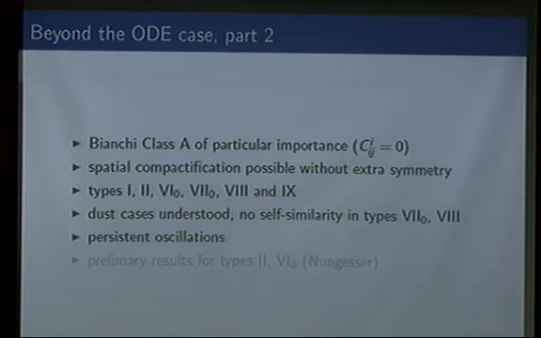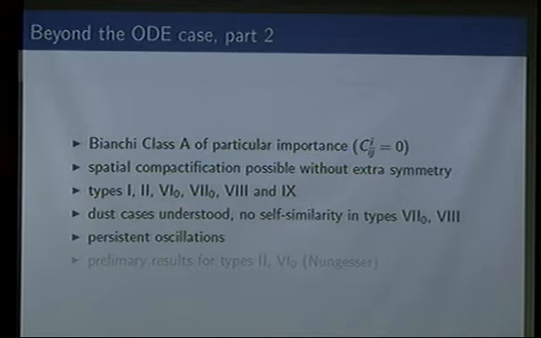Asymptotic self-similarity means that certain dimensionless quantities are converging to a constant value. In these cases, they're not converging to a constant value, they're just oscillating forever. So this makes the analysis definitely more complicated.